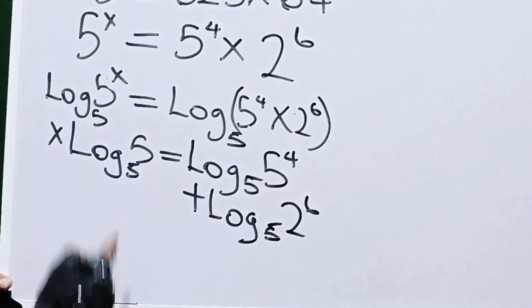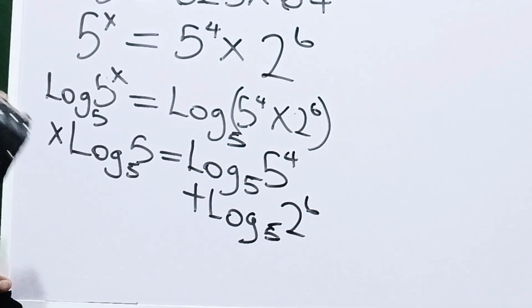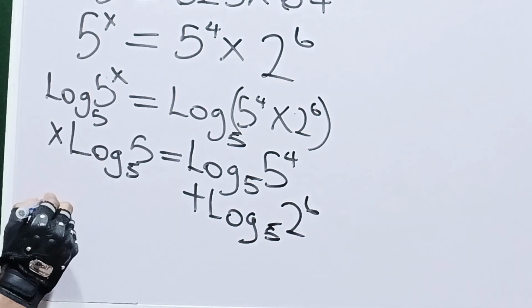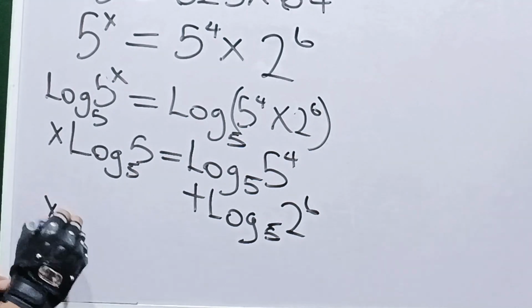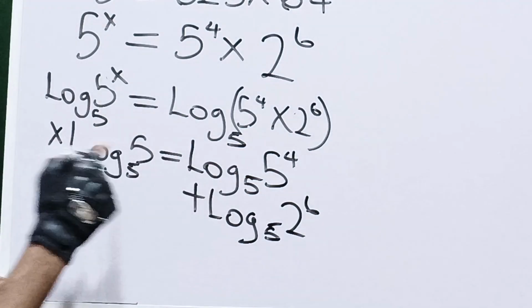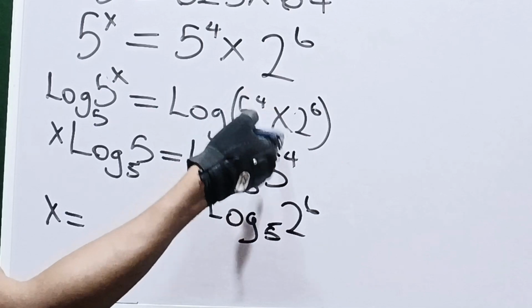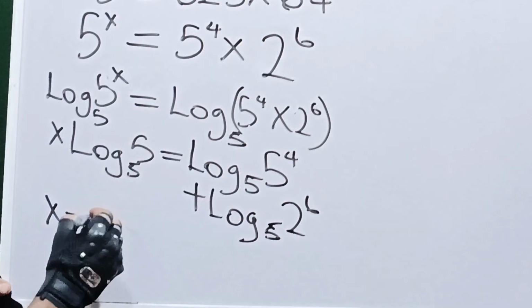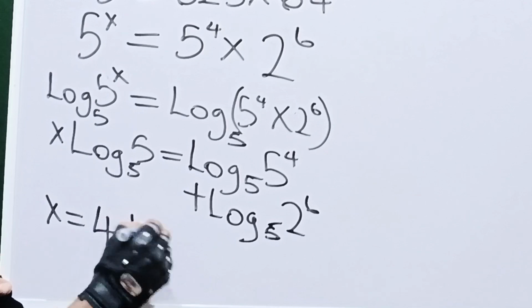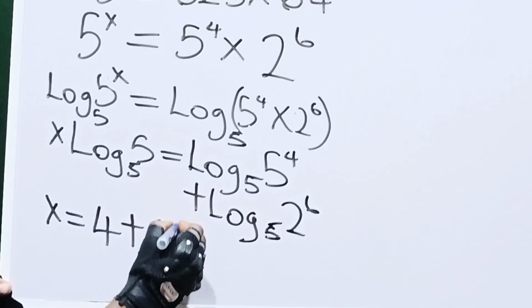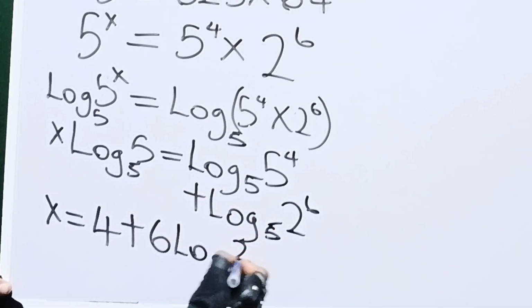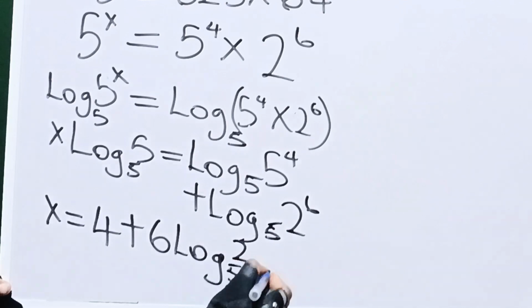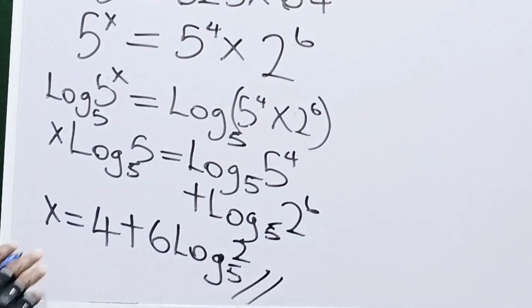Now for here, we have logarithm of a number to its own base. So logarithm of 5 to base 5 is 1. 1 times our x will give us x, equal to, on this other side, logarithm of 5 to base 5 raised to the power 4. Again, you multiply this power and the log. Now 4 times logarithm of 5 to base 5, which is 1, so that's 4. Plus, this will now become 6 multiplied by logarithm of 2 to base 5. Sweet deal. So this now becomes the answer of x in this question.